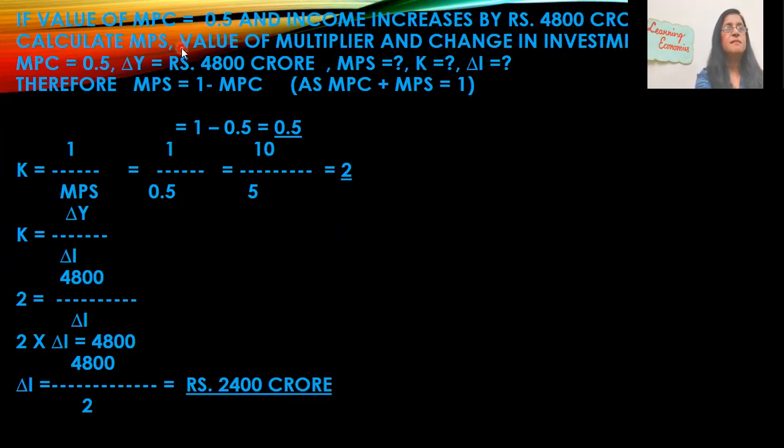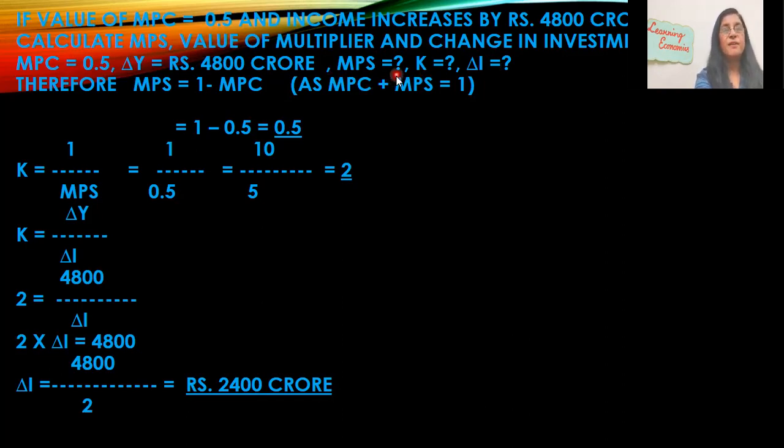Calculate MPS. MPS you can calculate from here itself because it is given 0.5. So MPS will be 0.5 because 1 minus 0.5 is always 0.5. Value of multiplier and change in investment. Now MPC is equal to 0.5. Delta Y is equal to rupees 4,800 crore, meaning we want 4,800 crore change in income. And MPS is equal to, we have to find K, we have to find delta I.